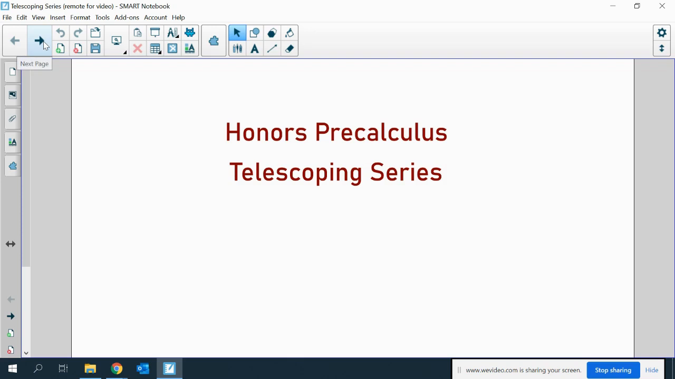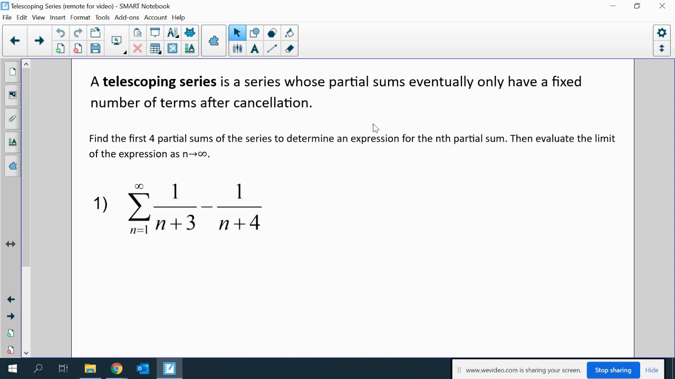This video is about telescoping series, or telescopic series. A telescoping series is a series whose partial sums eventually only have a fixed number of terms after you cancel a bunch of other stuff out. So for this problem, how we're going to demonstrate what happens in these types of series is we're going to evaluate the limit of this as we go to infinity, but we're going to take some partial sums.